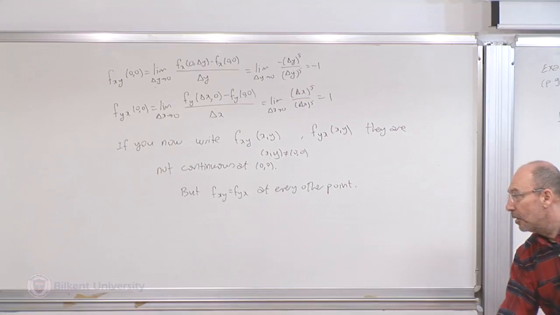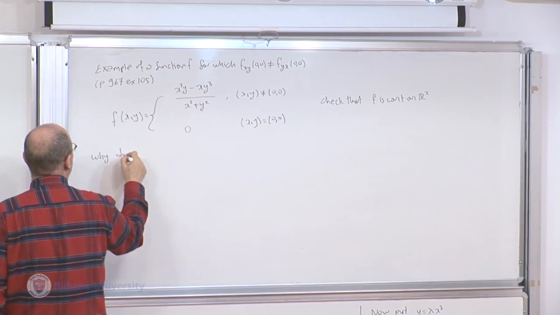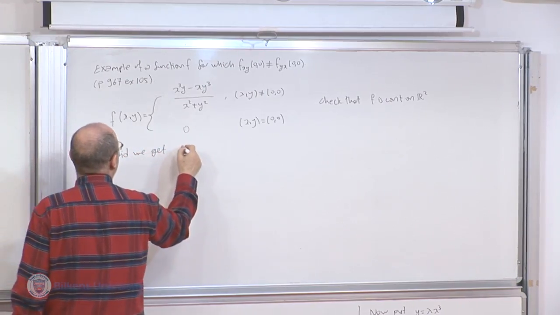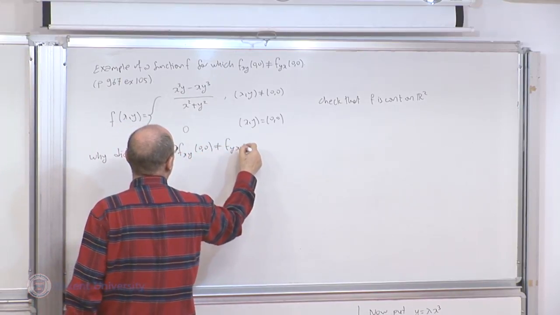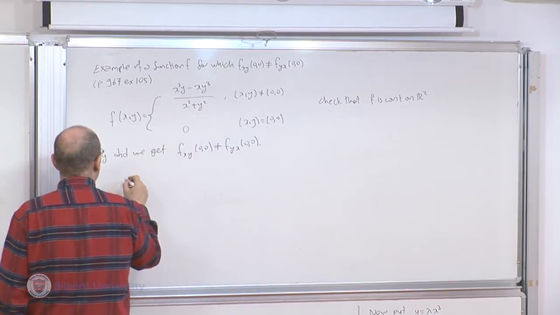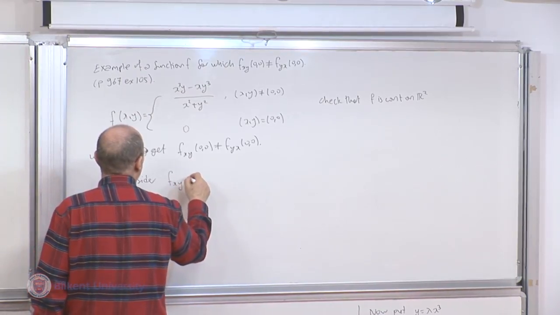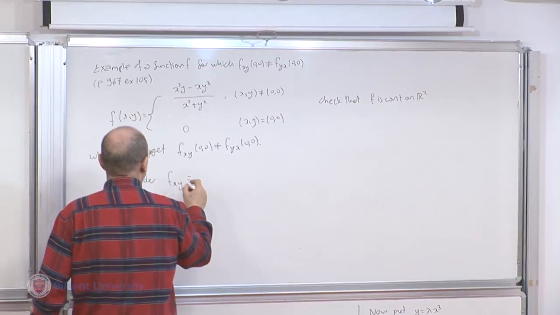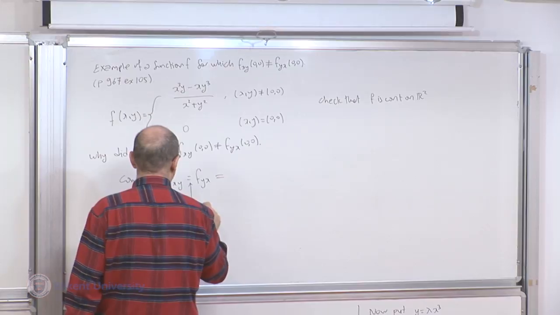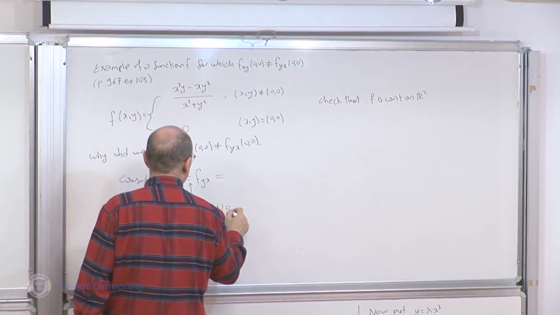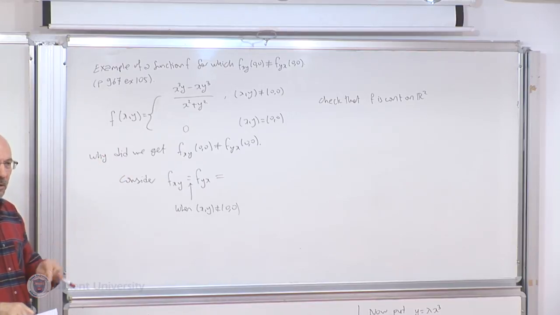Okay, so the aim of this exercise was this. Why did we get fxy(0,0) different than fyx(0,0)? Consider fxy equal to, at any other point, so this is when (x,y) is different than (0,0). If you calculate this at any other point, we have just one expression.